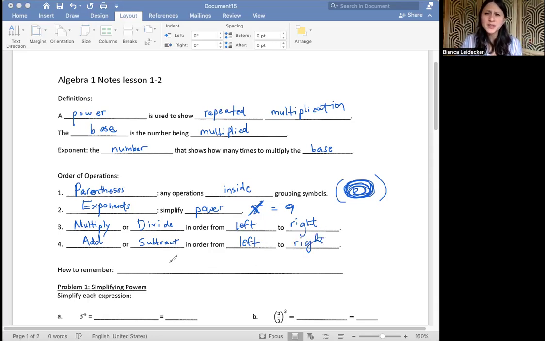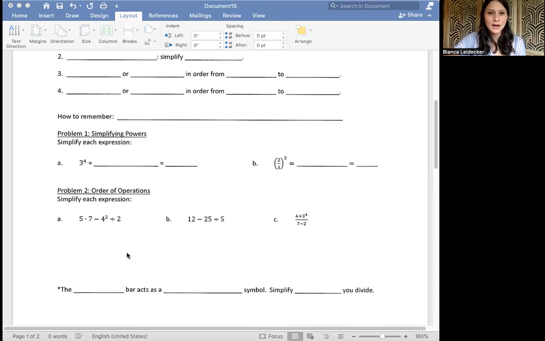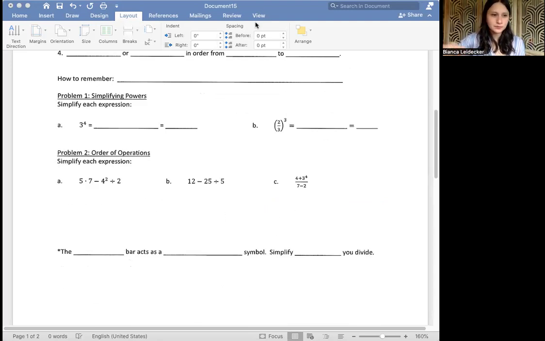How do we remember all this? I don't know if any of you guys remember this from before, but how to remember the order of operations? PEMDAS. These letters stand for parentheses, exponents, multiplication, division, addition, subtraction. Okay, this should be a review for you. Coming down, how to remember PEMDAS, we just wrote that.